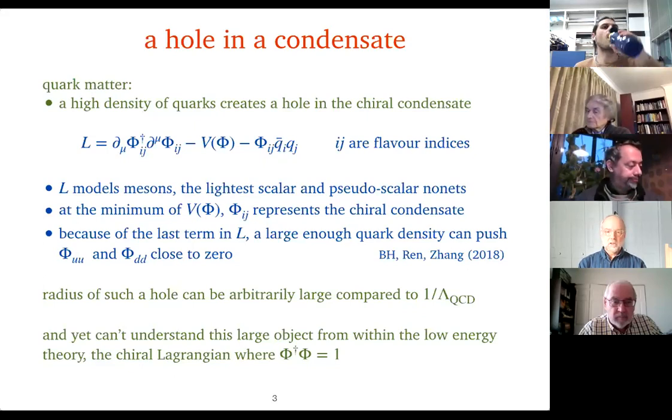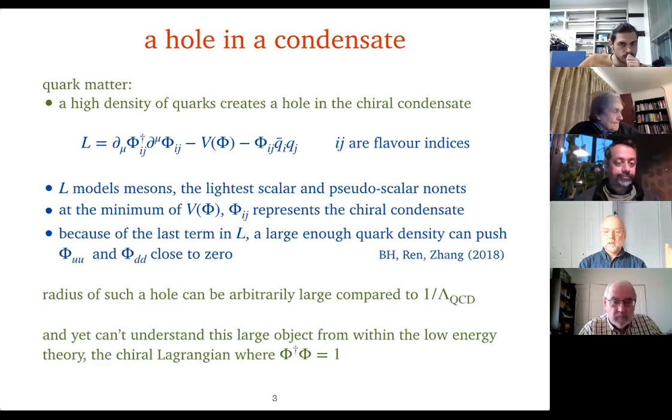And if this potential is chosen correctly, then this model models some mesons of QCD, the lightest scalar and pseudoscalar nonets. At the minimum of this potential, the value that phi_ij takes represents the chiral condensate. So it's because of the last term in L, a large enough quark density can push phi_UU and phi_DD close to 0, and that's what forms a hole. So the radius of such a hole can be arbitrarily large compared to the fundamental scale in the theory.